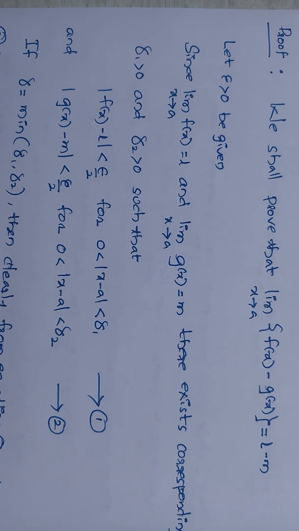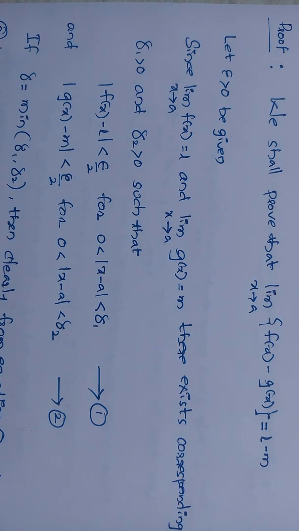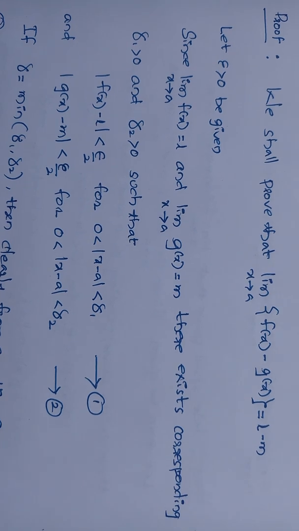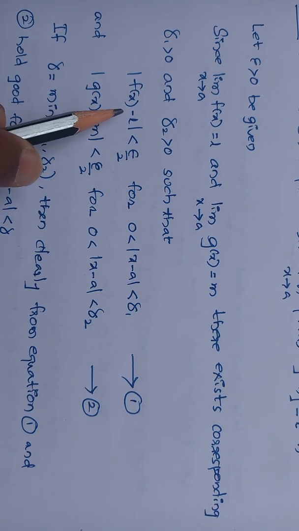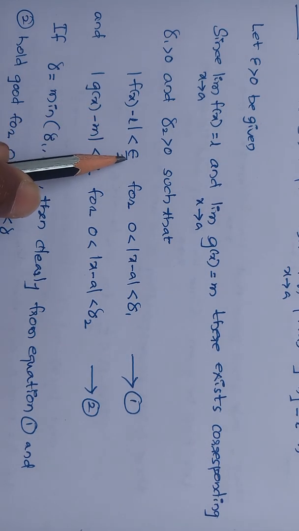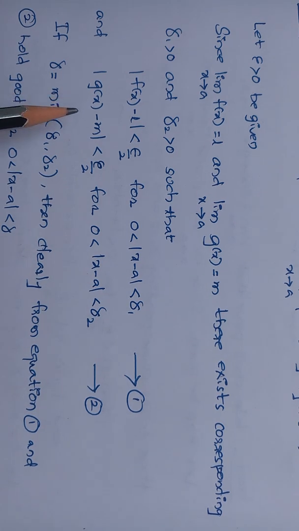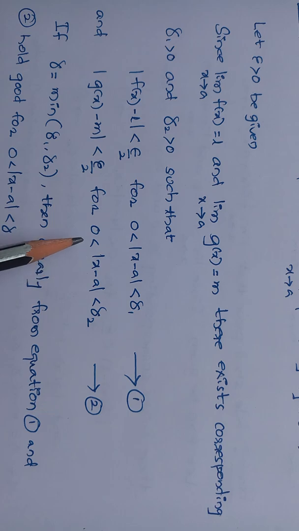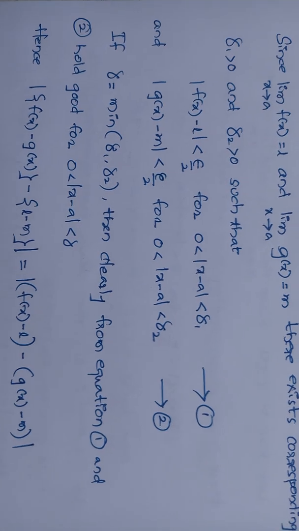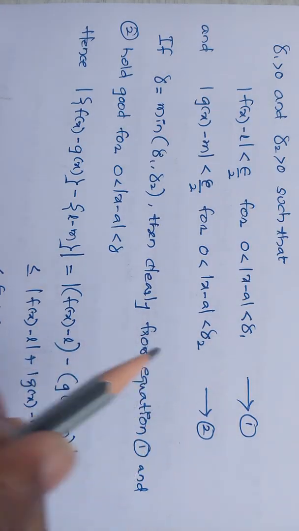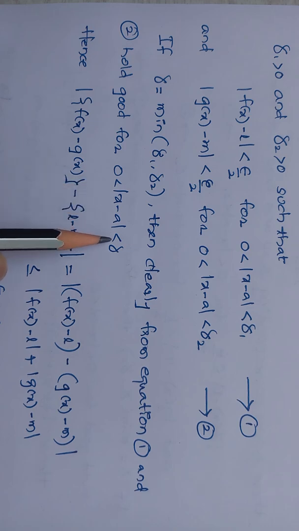So let epsilon greater than 0 be given, since limit x tends to a f of x is equal to L and limit x tends to a g of x is equal to M. There exist corresponding delta 1 and delta 2 greater than 0, such that modulus of f of x minus L is less than epsilon by 2 for 0 is less than modulus of x minus a is less than delta 1, and modulus of g of x minus m is less than epsilon by 2 for 0 is less than modulus of x minus a is less than delta 2. Take it as equation 1 and 2. So if delta is minimum of delta 1 and delta 2, then clearly equations 1 and 2 hold good for 0 is less than modulus of x minus a is less than delta.